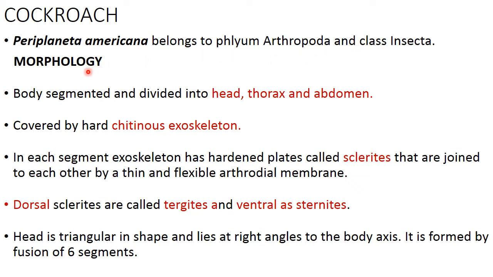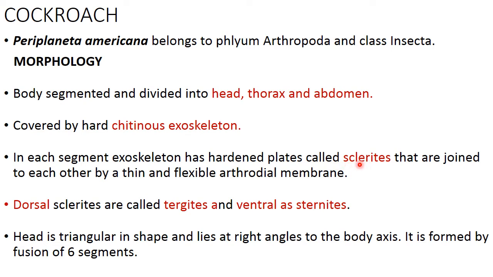Now coming to the external morphology. Cockroach will be divided into three parts. So the body is segmented, that means it shows segmentation, and the body will be divided into three parts: the head, thorax and the abdomen. और एक जो आर्थ्रोपोड्स का एक कैरेक्टरिस्टिक फीचर है, that will be covered by a hard chitinous exoskeleton. और हर एक सेगमेंट में कॉकरोच के जो एक्सोस्केलेटन है उसमें हार्डन्ड प्लेट्स हैं, और इन प्लेट्स को कॉमनली क्या बोलते हैं? जनरली स्क्लेराइट्स.